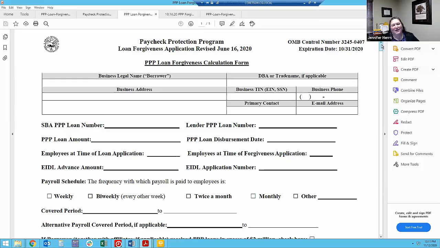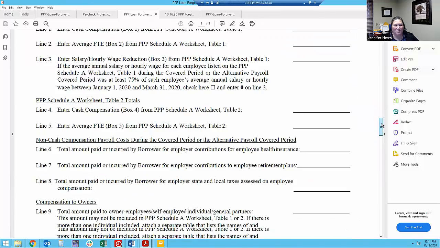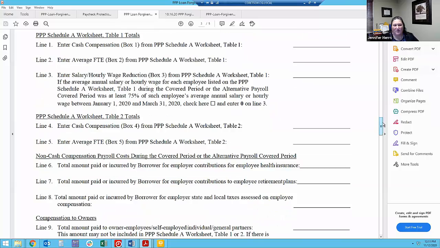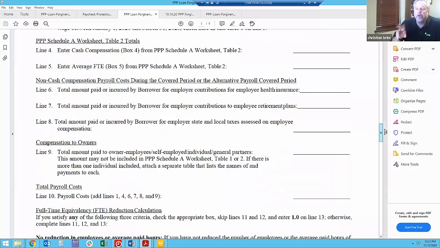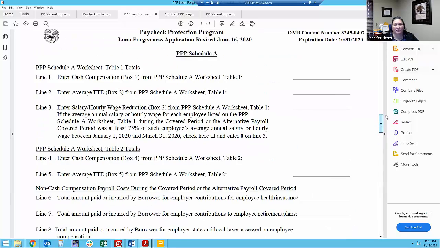So this one, I mean, it's a 5-page form. You have to show all your compensation, all of that stuff. Now the spreadsheet does those calculations for you, the schedules there? Okay. Yes. Yep.